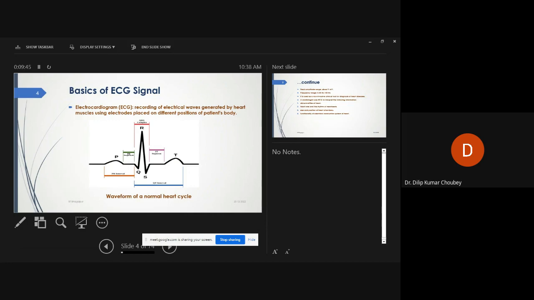Means here you can see the maximum amplitude is R. So it has the highest amplitude. In ECG, the maximum amplitude is the R peak. So R is the point where ECG has maximum amplitude.